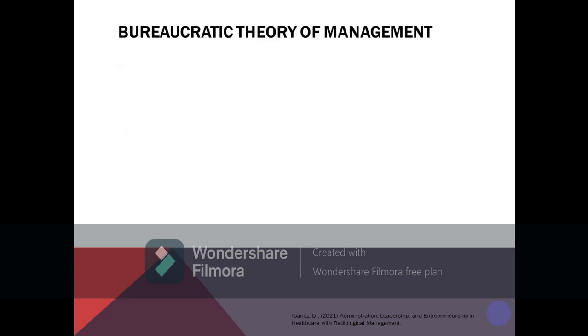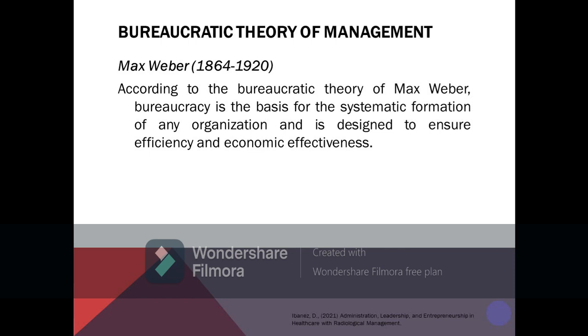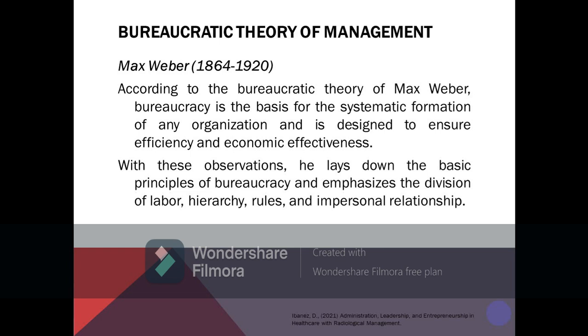The Bureaucratic Theory of Management by Max Weber. According to the bureaucratic theory of Max Weber, bureaucracy is the basis for the systematic formation of any organization and is designed to ensure efficiency and economic effectiveness. So it is an ideal model for management and its administration to bring an organization's power structure into focus. With these observations, he lays down the basic principles of bureaucracy and emphasizes the division of labor, hierarchy rules, and impersonal relationship. He suggested an ideal model for management as a bureaucratic approach.